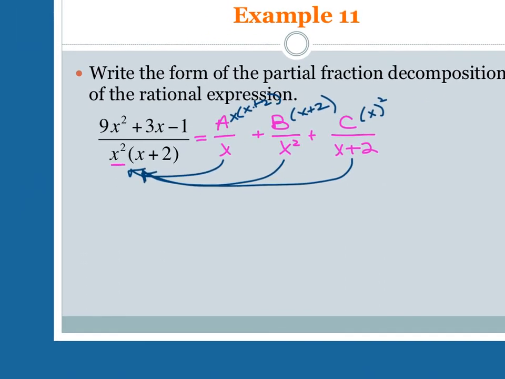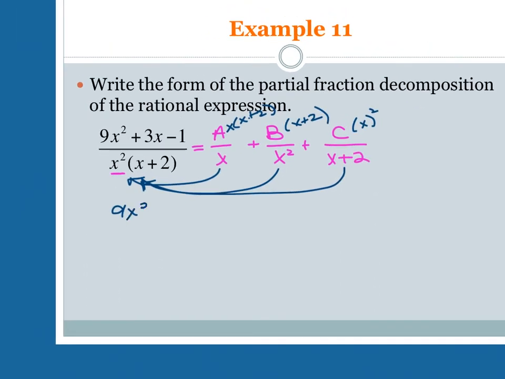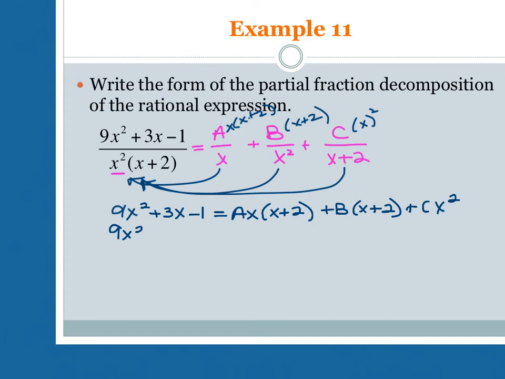So your numerators are 9x squared plus 3x minus 1 equals ax times x plus 2, plus bx plus 2, plus cx squared. And remember, we can't do these like we were doing before where we cancel out one variable at a time. This time we're going to simplify the right-hand side. So 9x squared plus 3x minus 1 would equal ax squared plus 2ax plus bx plus 2b plus cx squared.